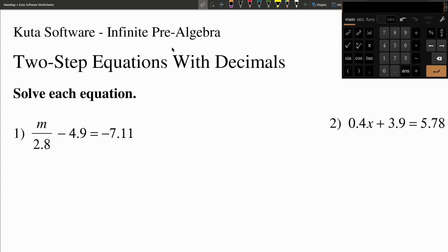Now, when we're solving an equation, we're solving for the unknown within that equation, which happens to be our variable m in number 1. In order to solve for m, we need to isolate it or get it all by itself. So what's my first step in order to get m by itself? Well, I need to move this minus 4.9 and this 2.8 to the other side of my equation. What order should I move those in?